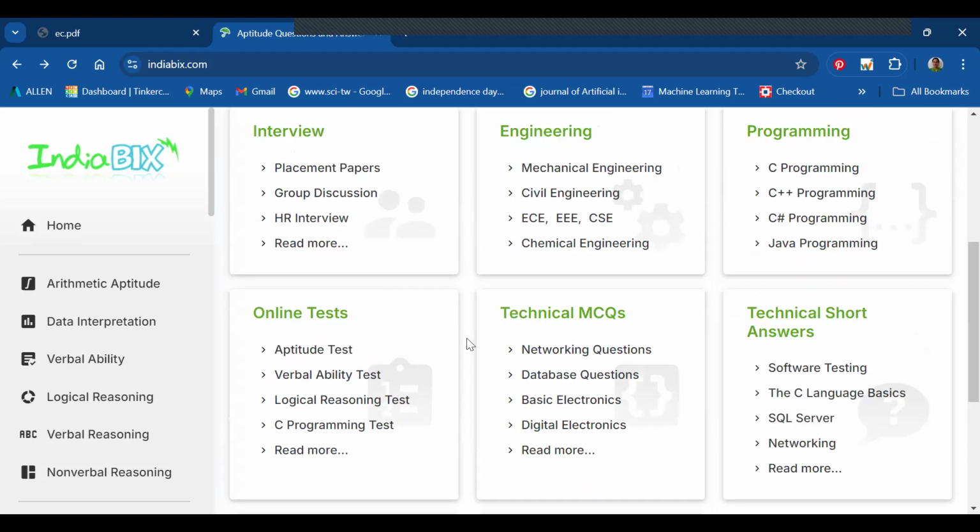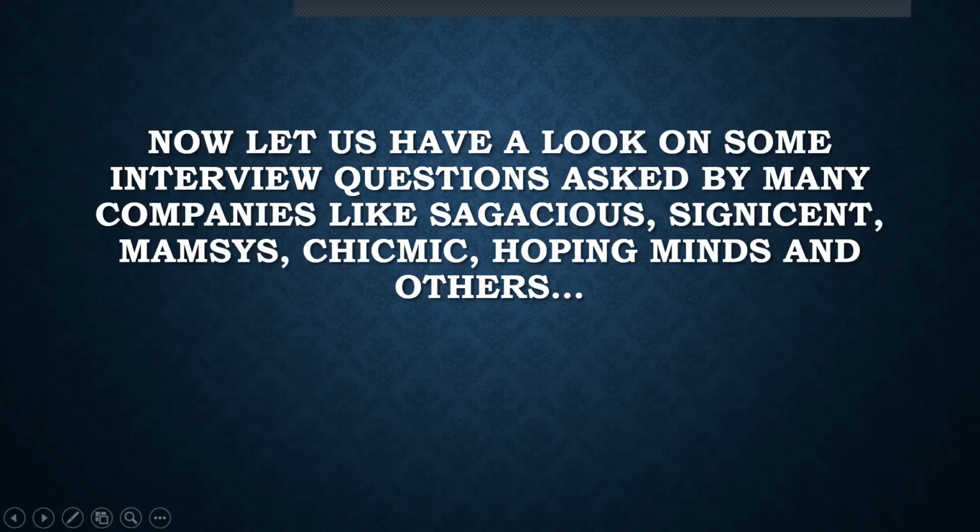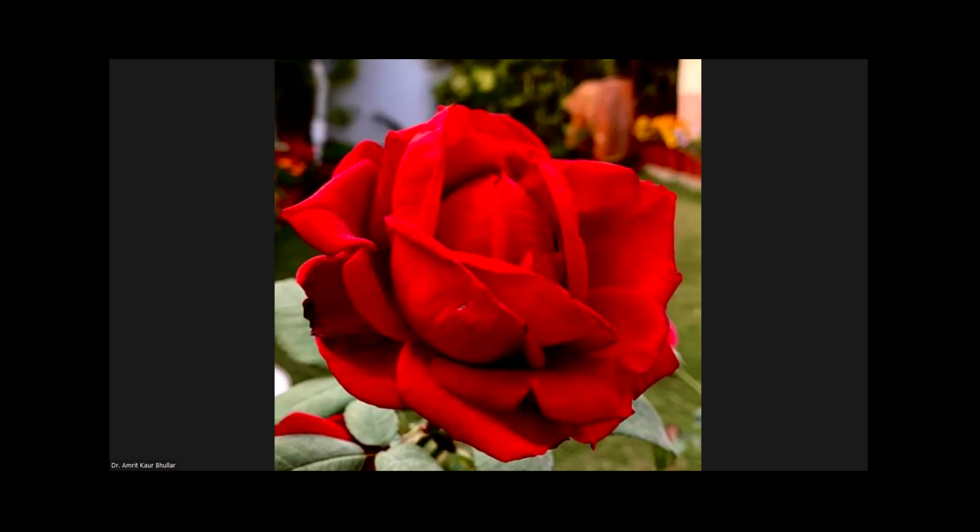So I would suggest that even if you are in semester 1 or semester 2, start exploring indiabix.com, right? Now let us have a look at some interview questions asked by many companies like Stratus, Signizent, Mamsys, Chickmick, Hoping Minds, and others. Now let's go on to some questions in a Word file. I have written all the questions that are going to help you prepare.